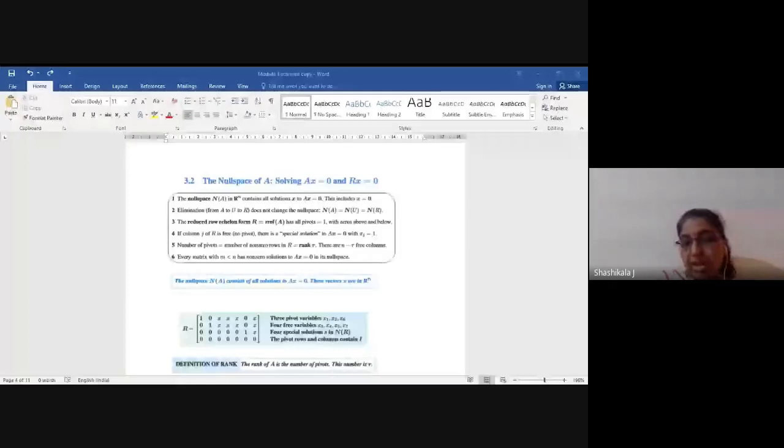Three pivot variables are there, so what will be the rank? Write in the chat box. Yes, that is 3. Good, you have remembered. Rank is nothing but the number of pivot variables or the pivot columns.